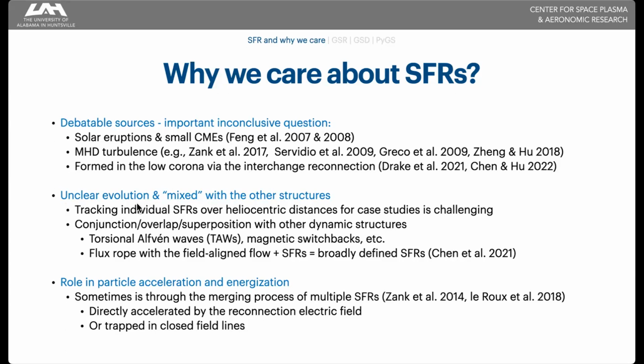The second reason is that these structures have pretty unclear evolution since the scale is too small, much smaller than the separation between two or multiple spacecraft. Therefore, tracking individual events over distances is quite challenging. In the meanwhile, we found these structures can occur overlapping with the other dynamic structures, such as torsional Alfvén waves, magnetic switchbacks, etc.